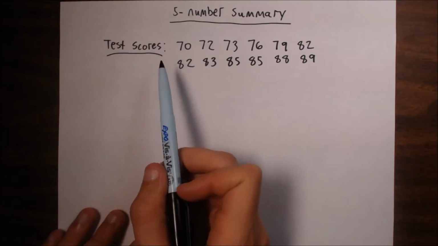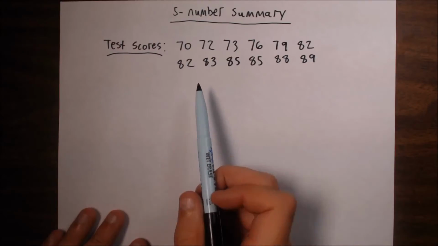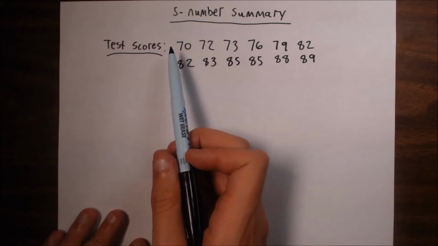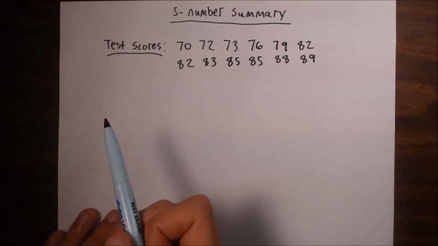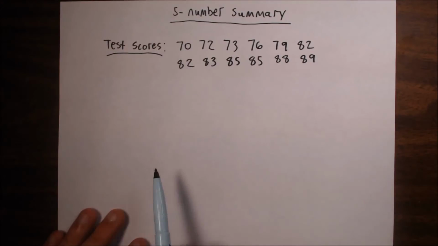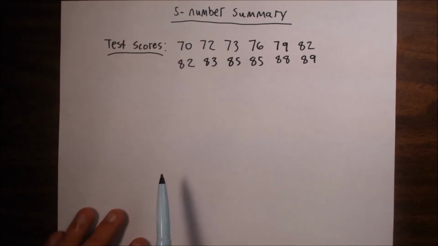So let's suppose that somebody had 12 tests in one of their classes, and these were their test scores. I arranged them from low to high to help me talk about them. Sometimes they won't be in order and you have to do this yourself. We have 12 test scores here, ranging from 70 up to 89.